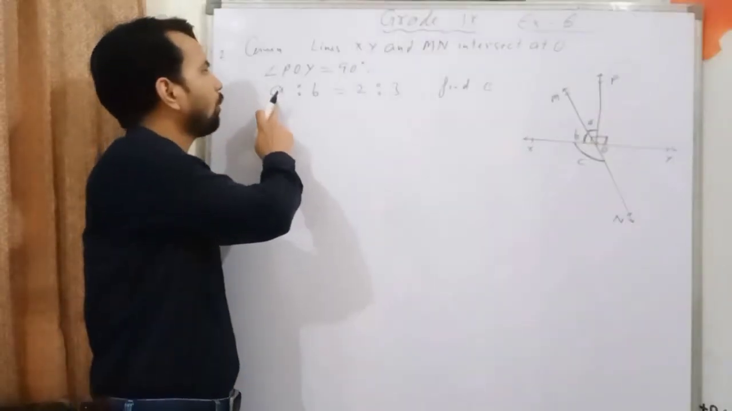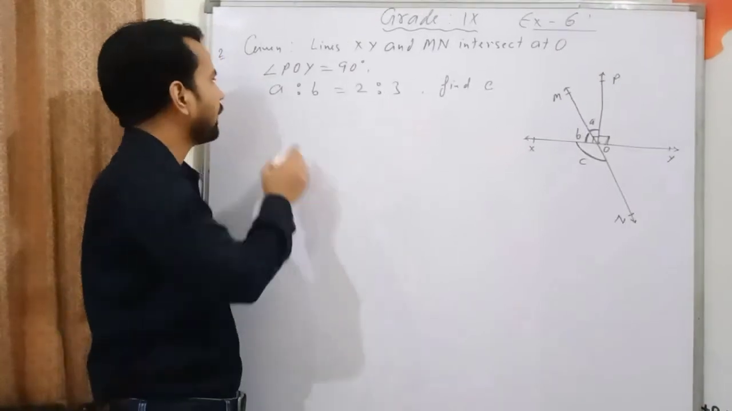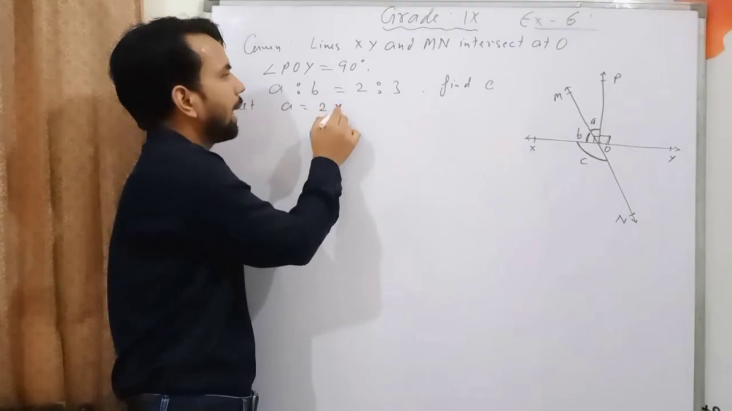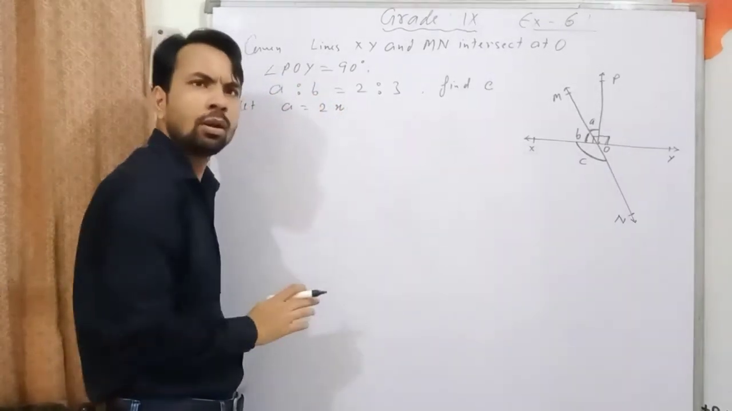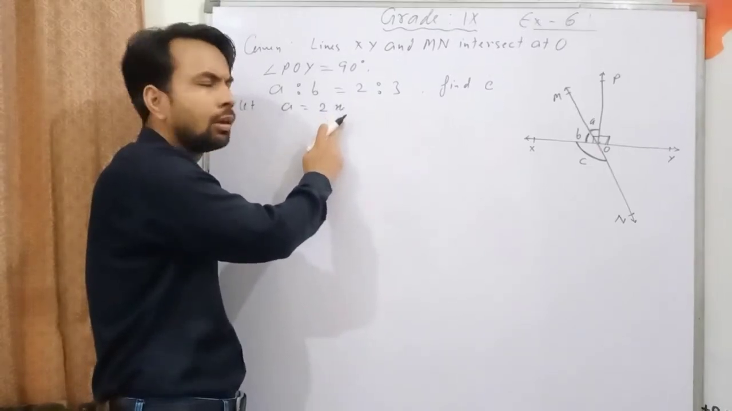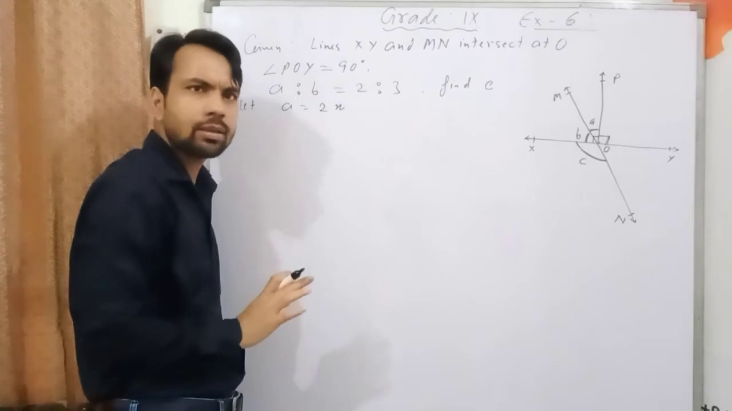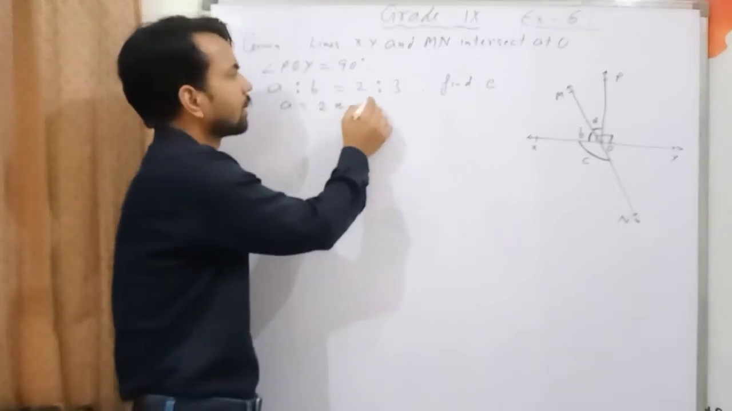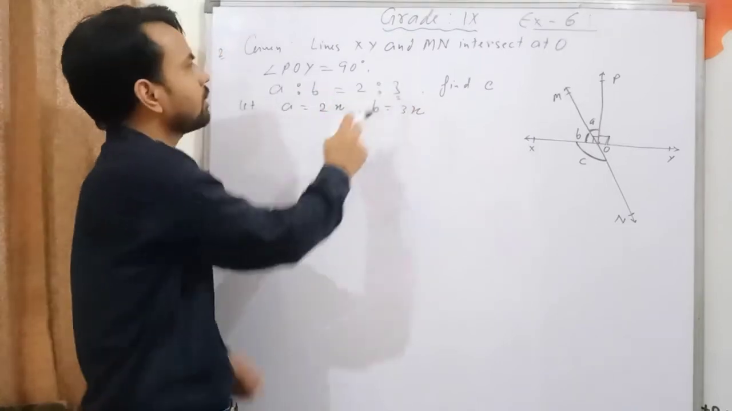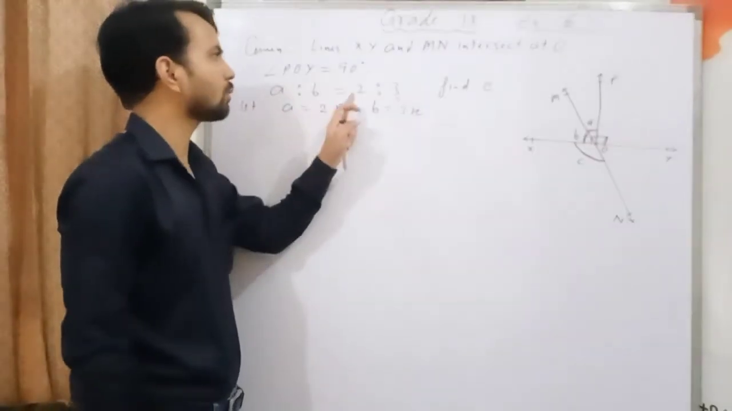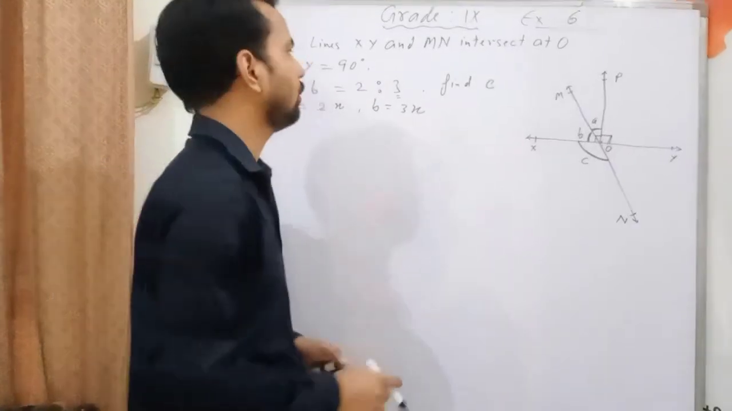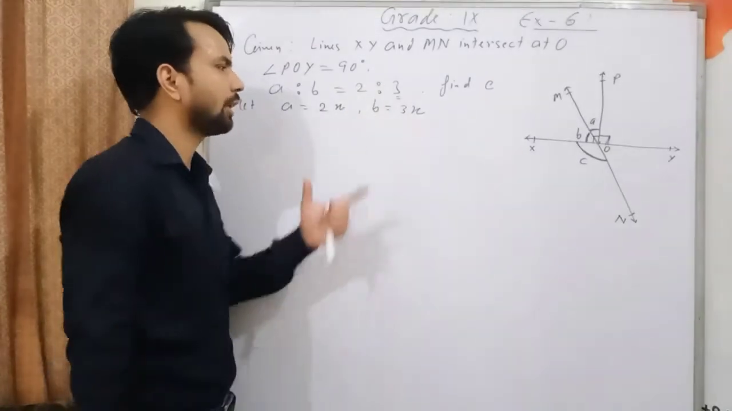Since ratio of A and B is given here, we can consider the value of A is 2x. Whenever ratio is given, we will introduce some constant value along with the individual values. Understood? So A equal to 2x and B equal to 3x, because A is to B is 2 is to 3. So A is 2, so 2x, and B is 3, so it will be 3x. We will have to add some constant value with these terms which are given here.